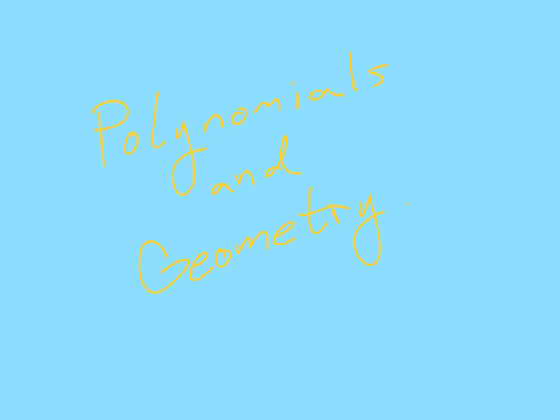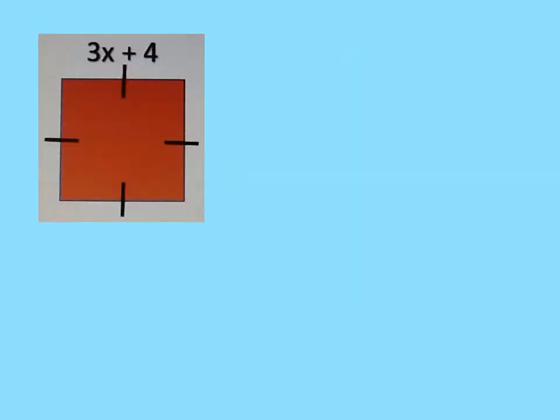All right, this is the first of two little short polynomial and geometry videos that I'm going to run through today. Just looking at some applications and solving some perimeter and area questions that involve polynomials. Okay, so here we have a square, and what I want to do now is find the perimeter of this square. So what is the perimeter of this square?